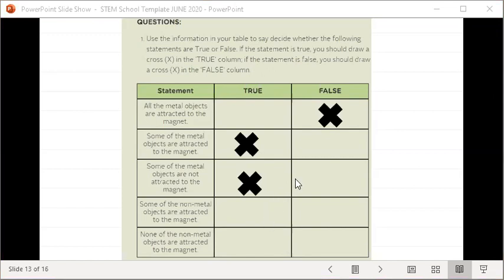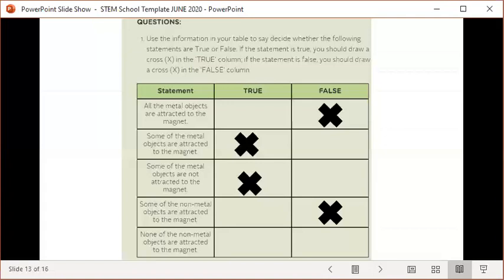And where were we? Okay, the fourth statement, right? Some of the non-metal objects are attracted to the magnet, and that is false. Okay, beautiful. Then none of the non-metal objects are attracted to the magnet.